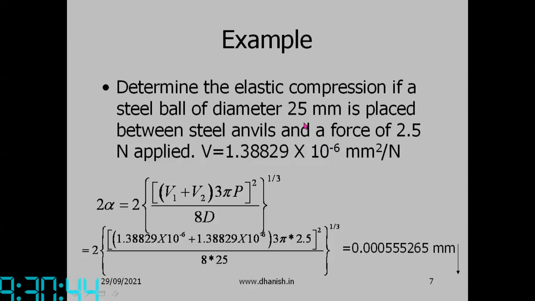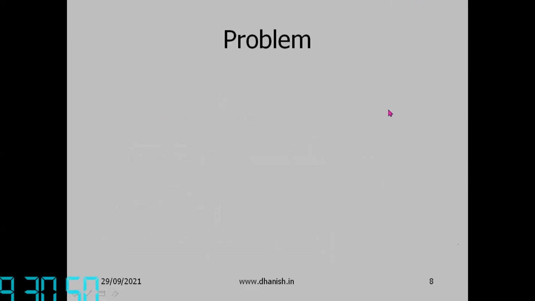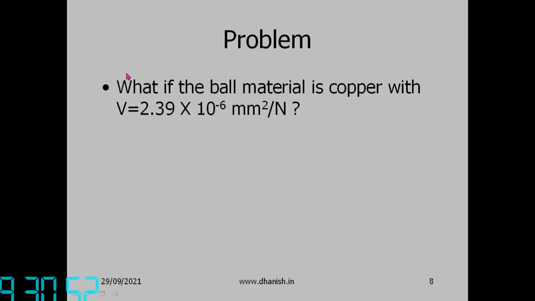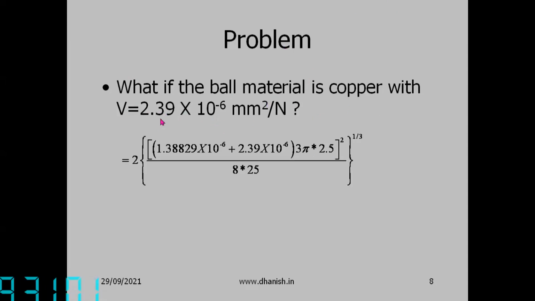Okay, so this is how you calculate the elastic deformation between a sphere and two faces. So what if the ball material is copper with V equal to 2.39 into 10 raised to minus 6 millimeter square per Newton? Same formula, except V1 is 1.388, V2 is 2.39. So that is 0.0006819 mm. Again, slight change. The copper is a little softer, so the deformation will be more, 0.55 to 0.68 micron.